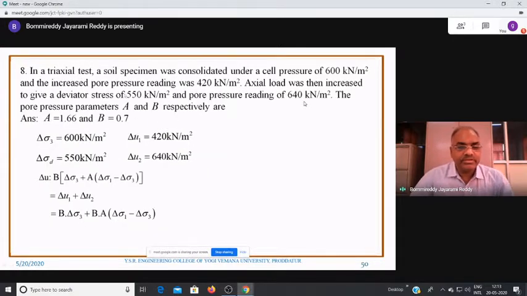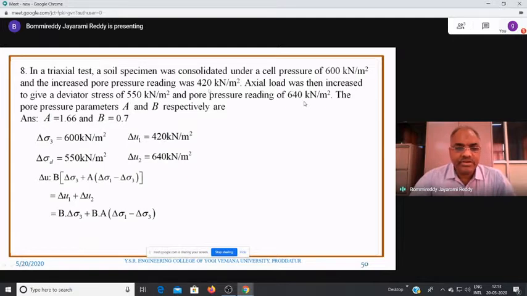Okay, this is the last question that I will see for the non-GATE questions. In a triaxial test, a soil specimen was consolidated under a cell pressure of 600. Cell pressure means sigma 3. You can look at sigma 3, 600 kilonewton per square meter. And the increased pore pressure reading was 420. Increased value means delta U1, 420.